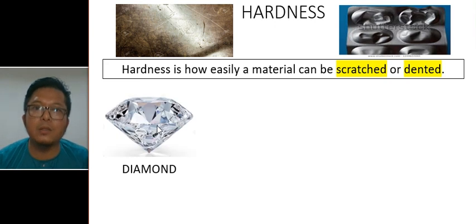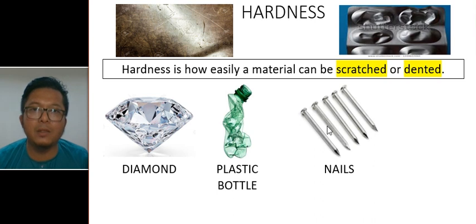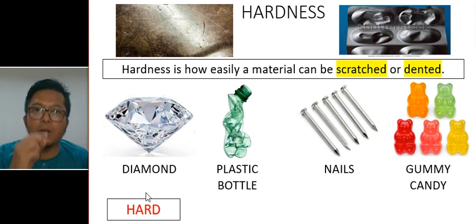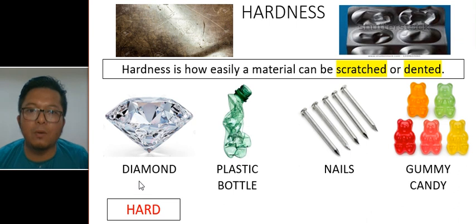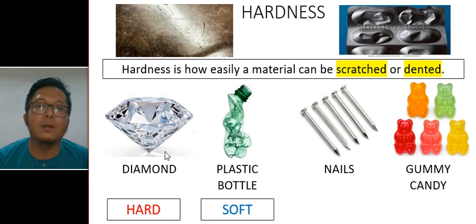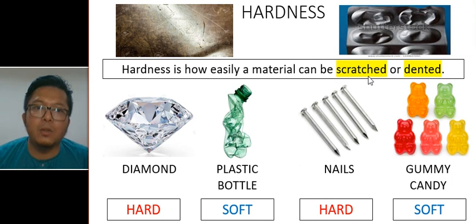So diamond is very hard. Plastic, you can see, is it hard or not? Nails, metal nails, and gummy candy. So for diamond, it's hard. Everyone knows diamond is very hard. You cannot press it. Not strong, hard. Plastic bottle is soft. Metal nails are hard. Gummy candy are soft. If you see here, how easily a material can be scratched or dented.